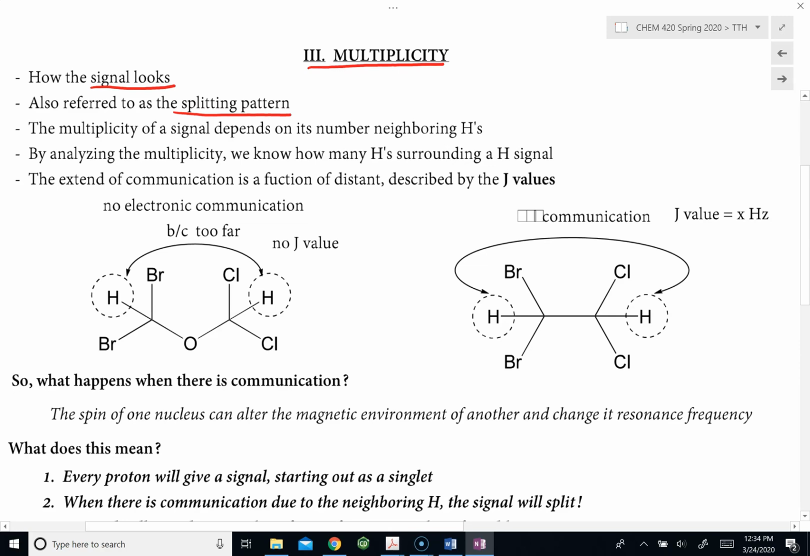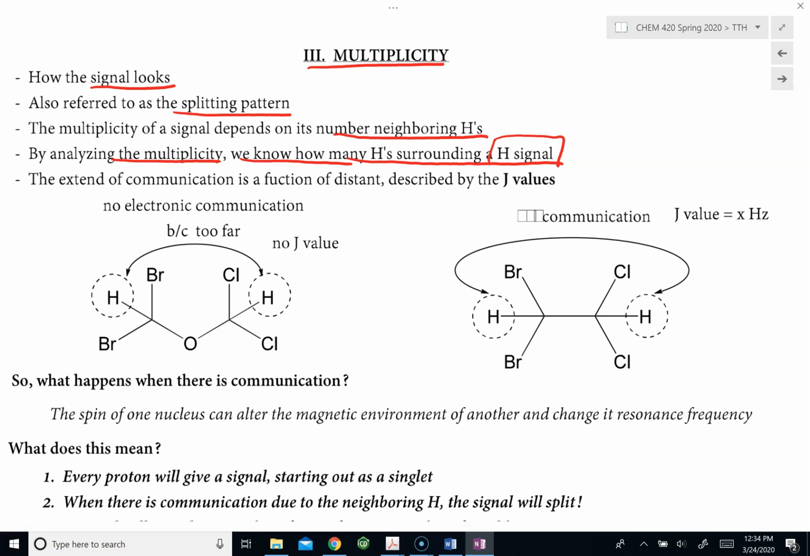In proton NMR, every hydrogen will give us a signal, and that signal would have a certain multiplicity to it. The multiplicity of a particular signal from the hydrogen is dependent on its number of neighboring hydrogens. Therefore, by analyzing the multiplicity of the signal, we know how many hydrogens are surrounding a particular hydrogen that we are interested in. So the hydrogens in proton NMR actually communicate with each other.